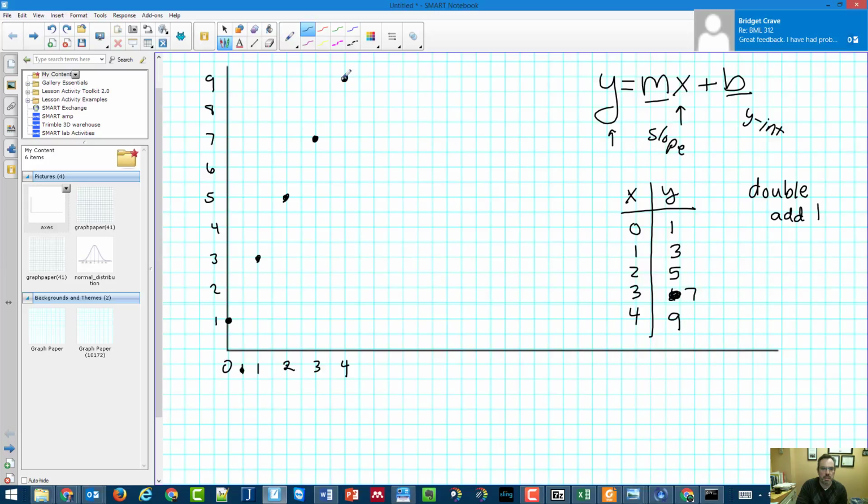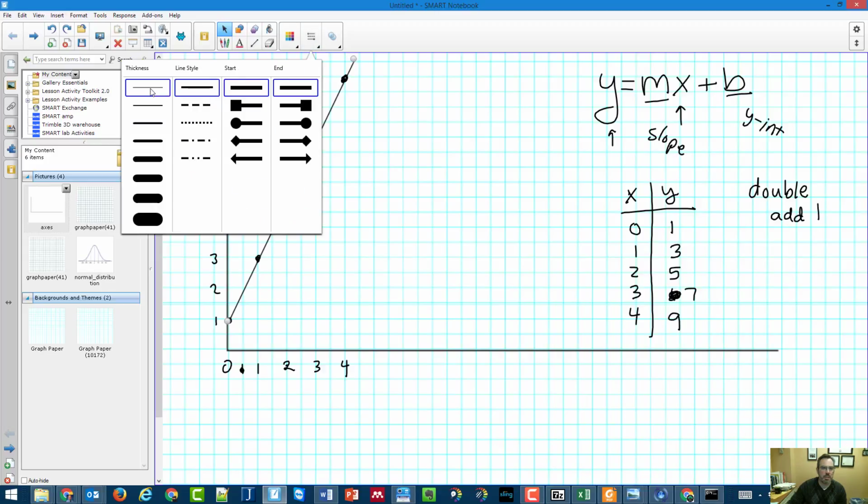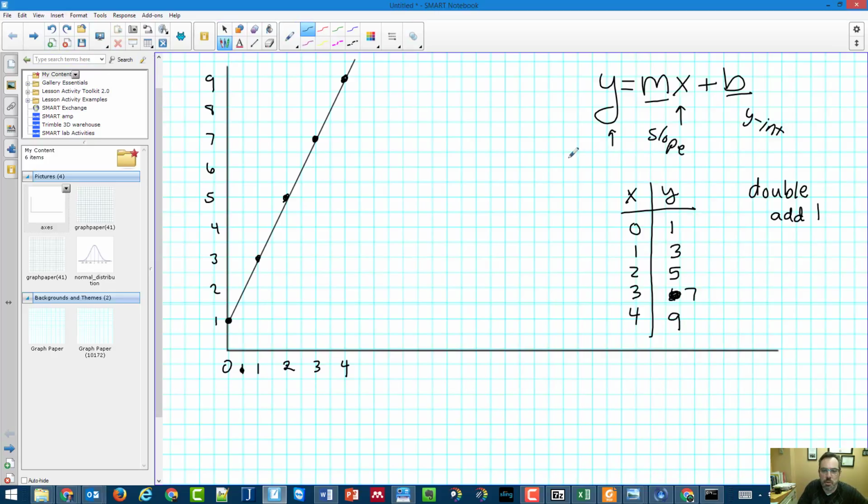Now you should recognize that all of these points make a perfect line. So I'm just going to use this little tool to draw a line through all of these points. All right, so they make that perfect line here, and let's make that line weight a little bit narrower so we can see them. So it's a perfect line that goes through here. This data is described by the equation y equals 2x plus 1. I am doubling every x value and adding 1.